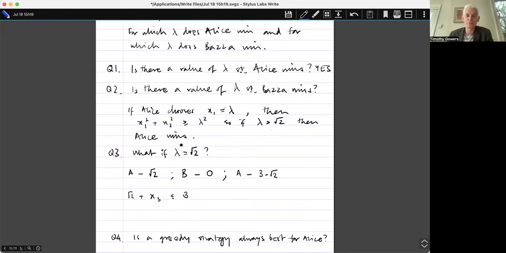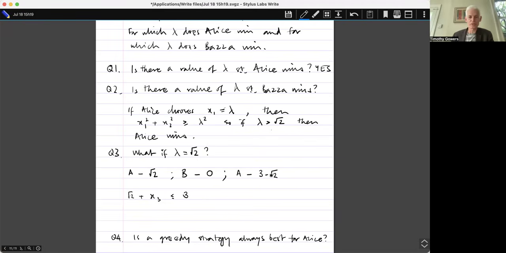But what if Alice can't defeat Bazza at the next move, but only somewhere down the line? Perhaps it's not completely obvious that it isn't better for Alice to hold back a little bit. But perhaps it is obvious. Perhaps there's a proof that Alice should always make her number as big as possible. Maybe that'll become a little bit clearer if we can find a value of lambda for which Bazza wins, which so far we haven't done.